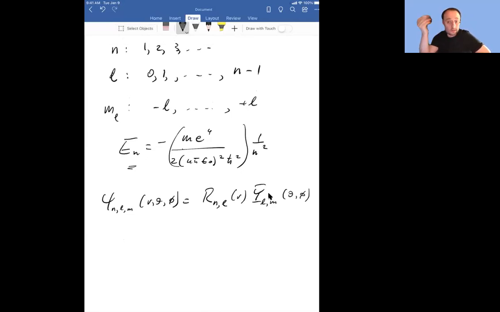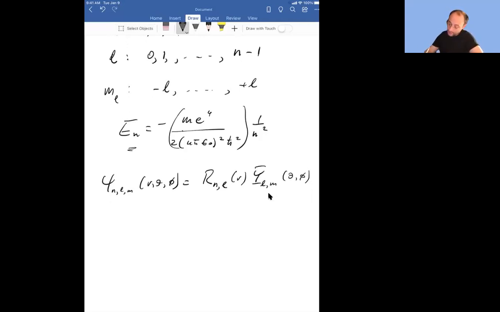Now we discussed that there are two conserved quantities. Even in classical physics, there are two conserved quantities, energy and angular momentum. In quantum mechanics, they're not only conserved, but they're also quantized. So we see that energy is quantized. It takes on only discrete values. It turns out that angular momentum is also quantized.